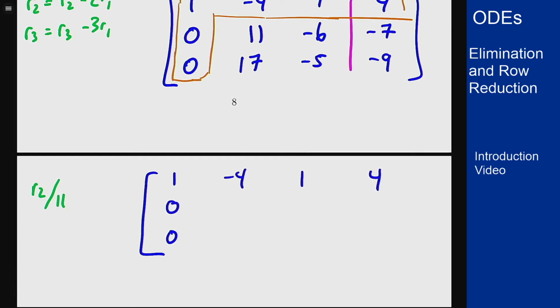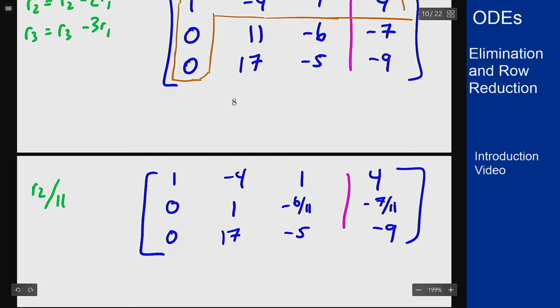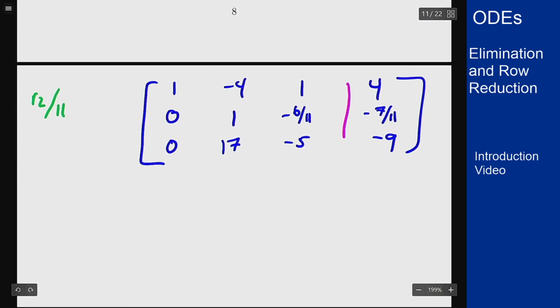Dividing the second row by 11 gets me a 1 in this first slot, a minus 6 over 11 in the second slot, and a minus 7 over 11 in the third slot. The third row stays the same. Now, to get rid of that 17, I want everything below this leading 1 to be a 0. I want to subtract 17 copies of row 2 from row 3. So I want to set row 3 equal to row 3 minus 17 row 2.